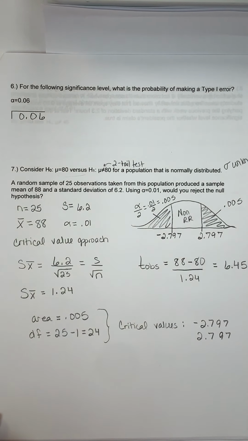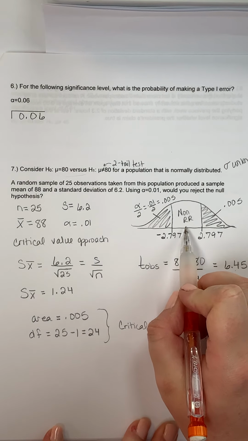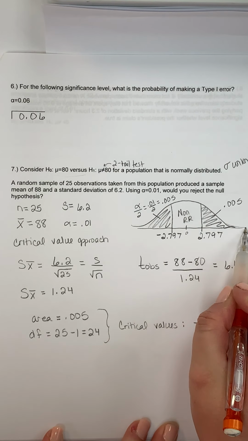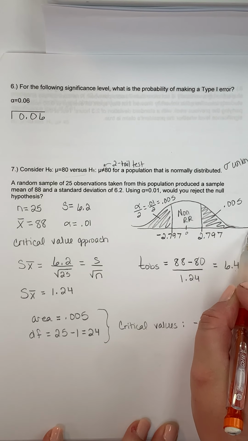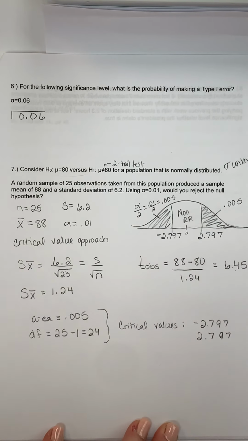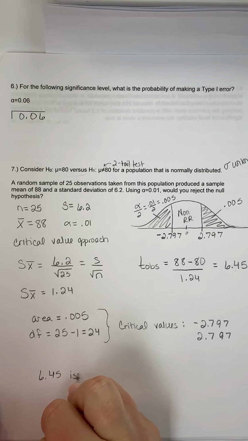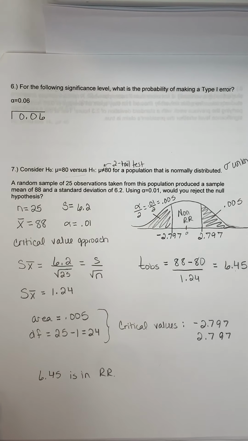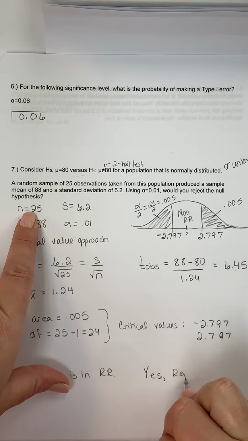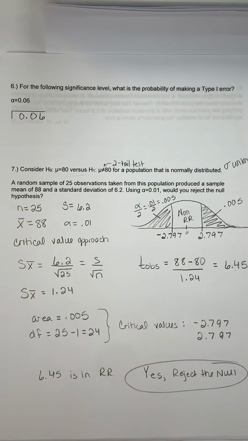Now we're going to see where it falls. I'm going to take 6.45. Here's my 0. And 6.45, I told you that was a big T observed. It is way out in the tail, way over here. So we are definitely in the rejection region, for absolutely sure. 6.45 is in a rejection region. That means, would you reject the null? Yes. Reject the null. And there we go.